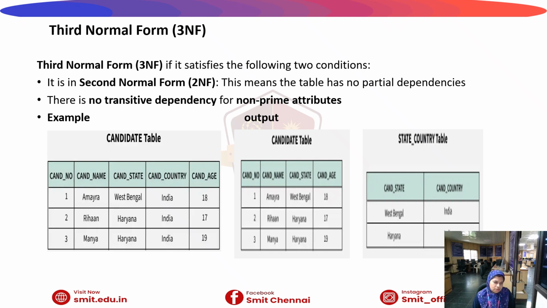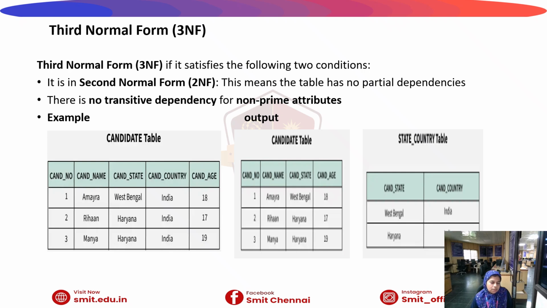And the third normal form satisfies two conditions. It should satisfy the second normal form, and there should be no transitive dependency for non-prime attributes. For example, look at this candidate table. It can be split into two. The candidate table consists of candidate number, name, state, country and age. The output can be the candidate table and the state table.